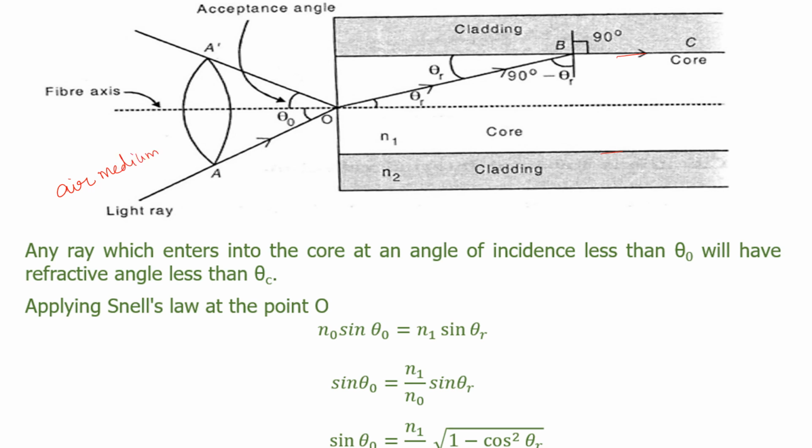Let F dash be the fiber axis. XY is the interface between the air medium and the fiber medium. Then X dash denotes the interface between core and cladding. Let the refractive indices of air, core and cladding be n0, n1 and n2 respectively.